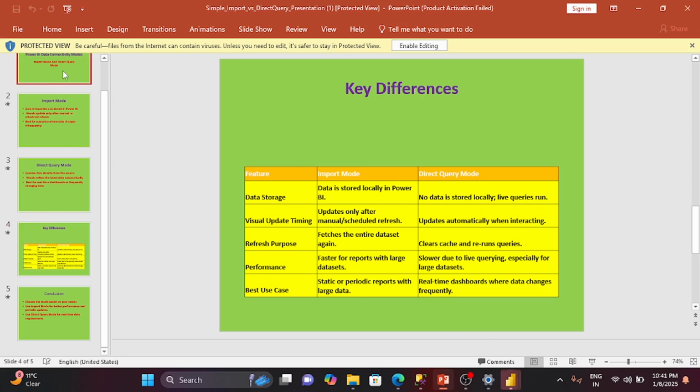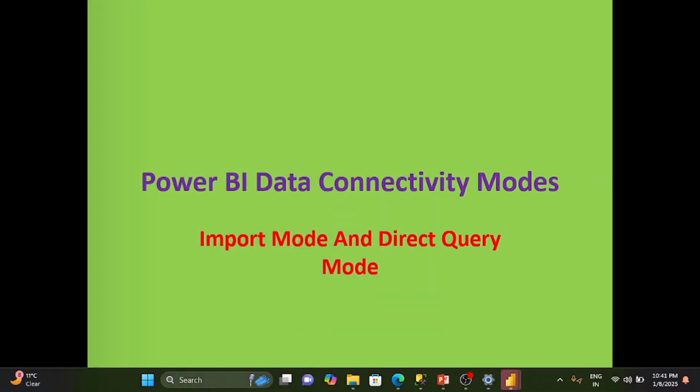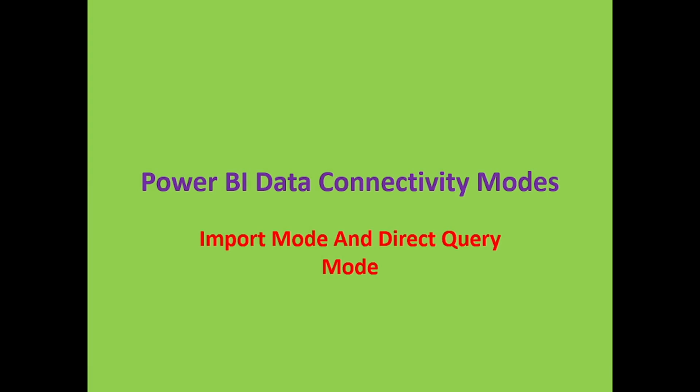And we will cover it with the practical implementation, and I hope that will make it much clearer. So, let's get started. Power BI data connectivity modes: import mode and direct query mode. These modes come into the picture when we have to fetch data into Power BI using a SQL Server database. Let's see what's the difference between the two.